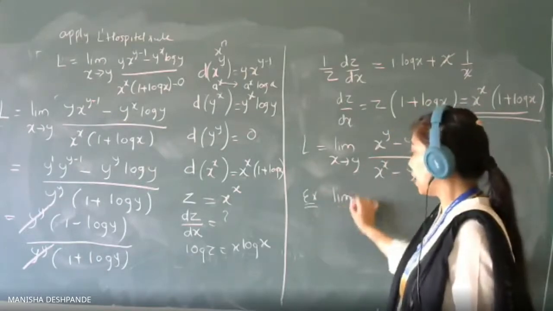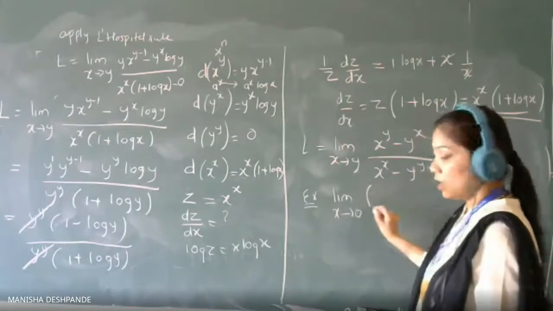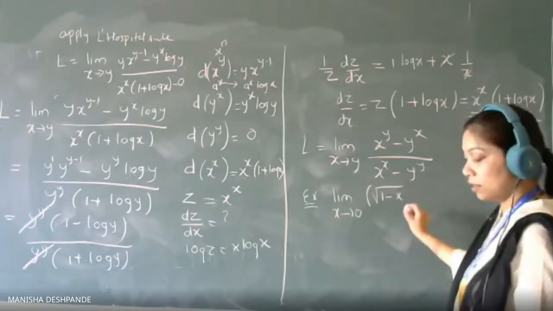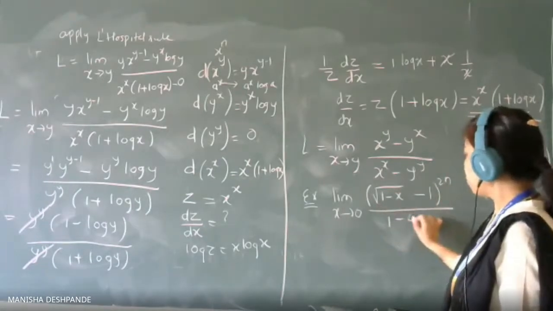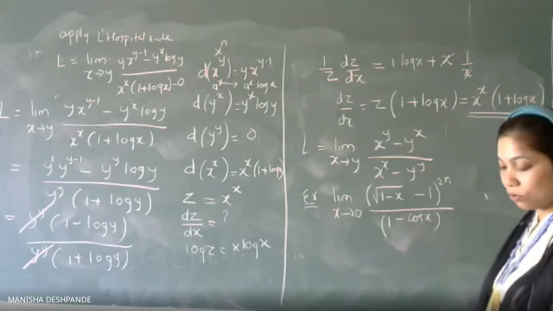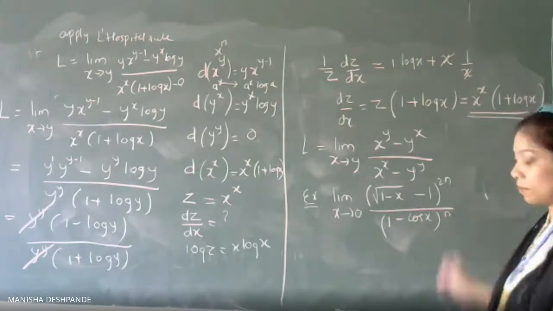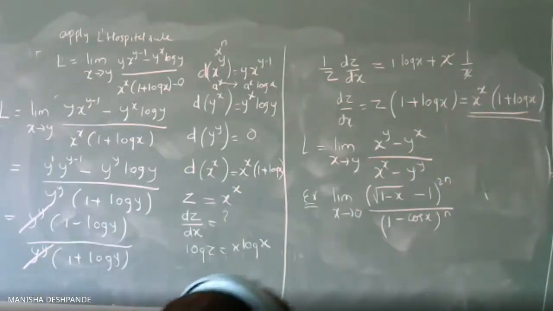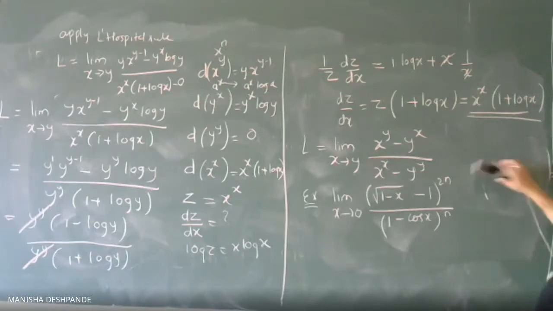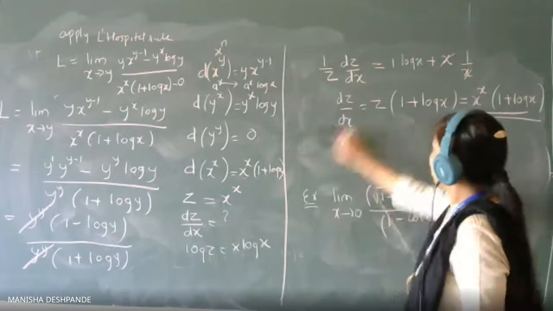Evaluate the limit as x tends to 0, square root of 1 minus x, minus 1, whole raised to 2n, divided by 1 minus cos x, whole raised to n. This is your question. Try solving it.